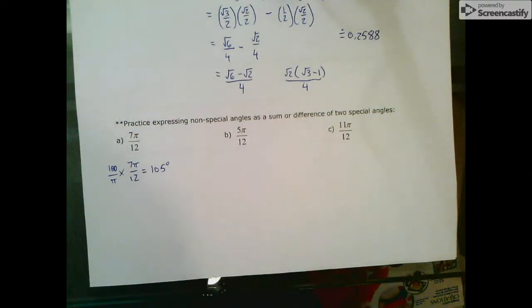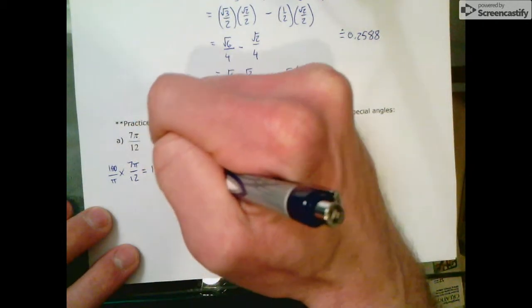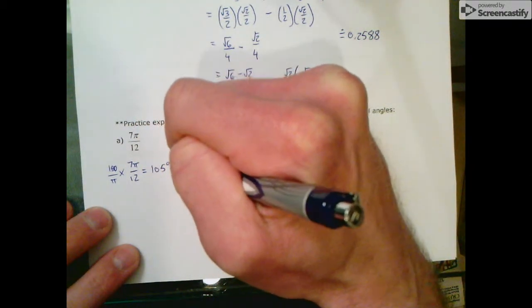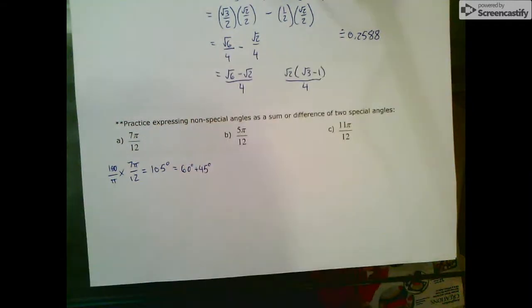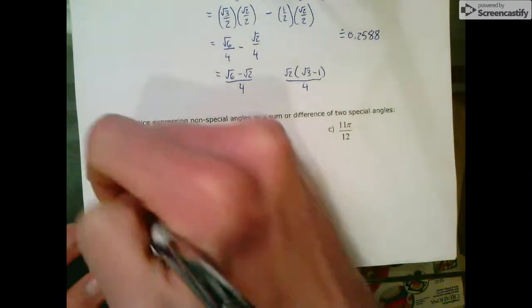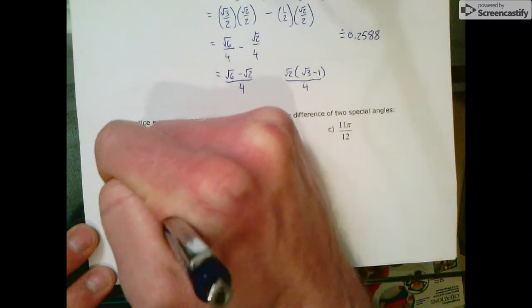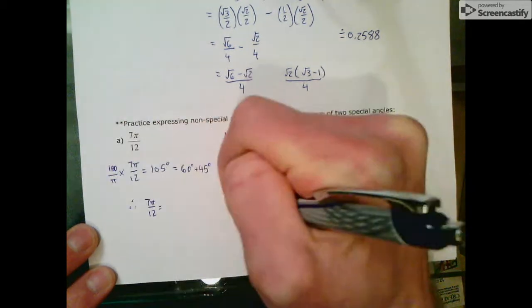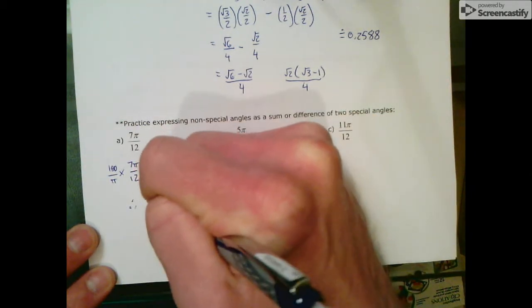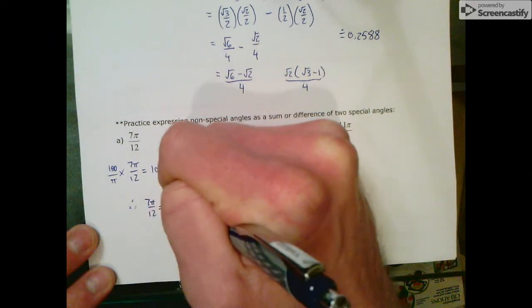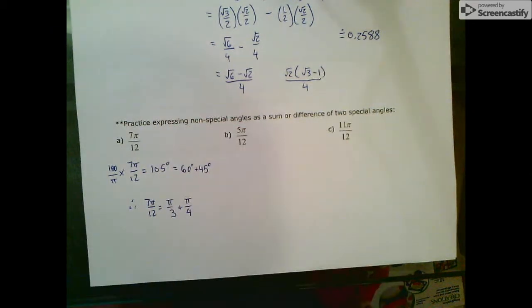And 105 degrees we can actually easily express as the sum of 60 degrees plus 45 degrees. And that gets us to the conclusion that 7 pi over 12 is, well, 60 is pi over 3, and 45 is pi over 4.